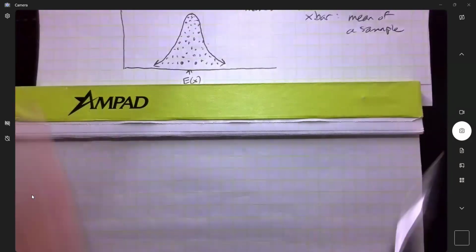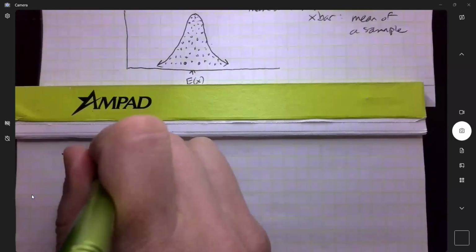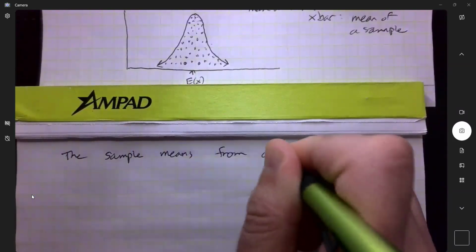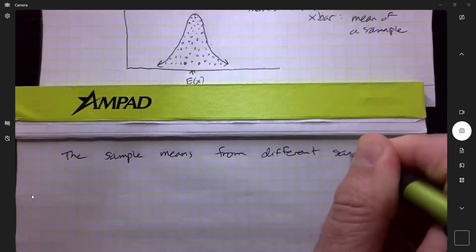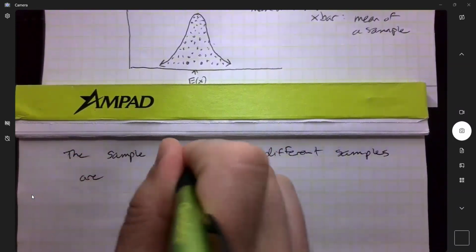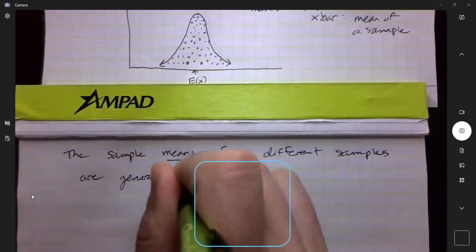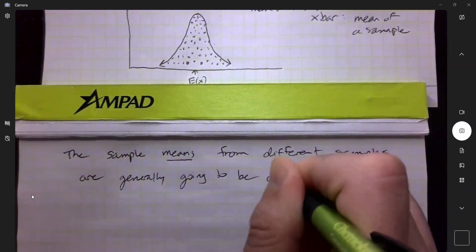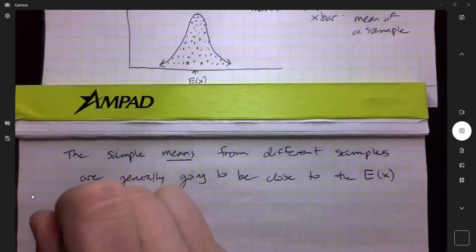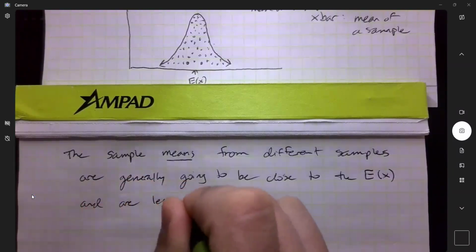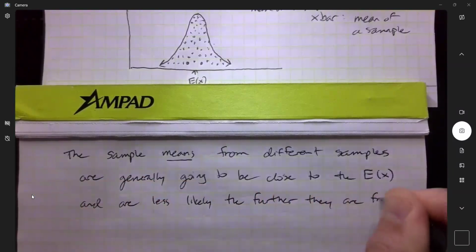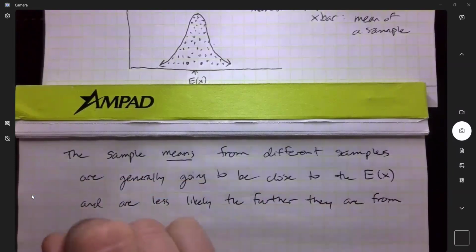So to write this down and say it again, the sample means from different samples, whether it's a probability distribution or a population, are generally going to be close to the expected value of x and are less likely the further they are from the expected value of x.